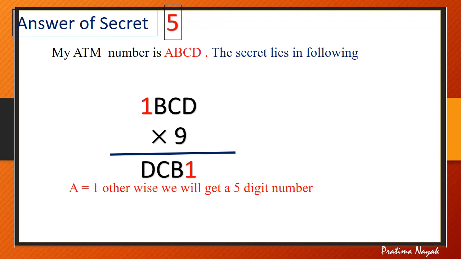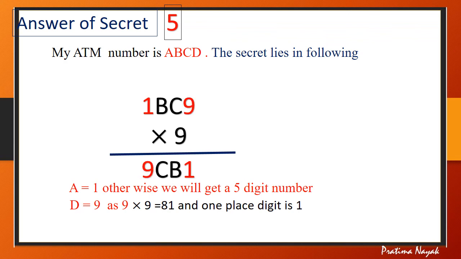1, 1. Now think of what should be multiplied with 9 so that I'll get the end digit 1. It is only 9. 9 9s are 81. So I'll get D is equal to 9. 9 9s are 81 and the last digit is 1. So replace D by 9. There are two places I can replace, so it will be 9 and 9.